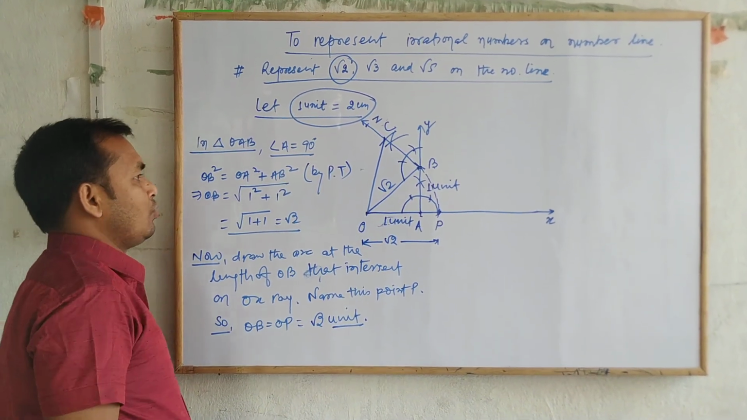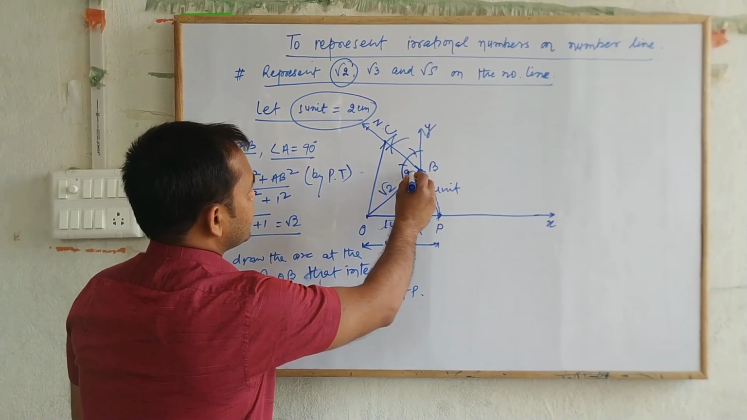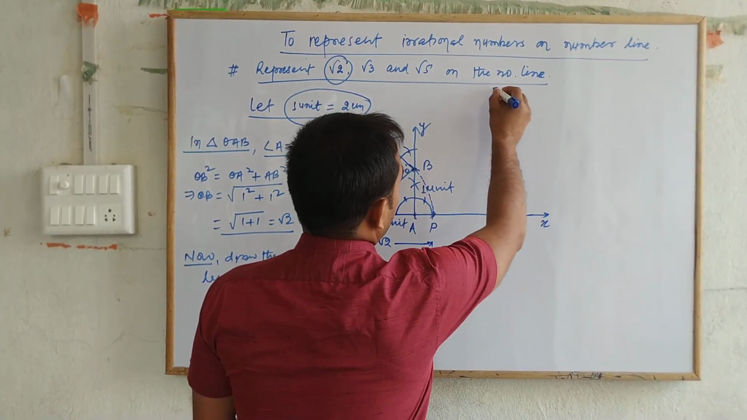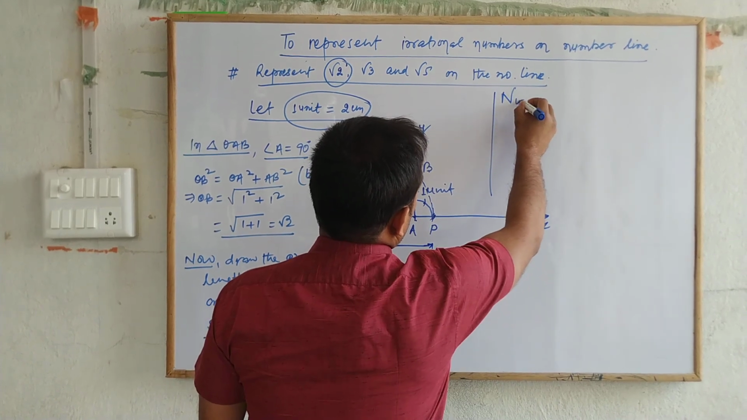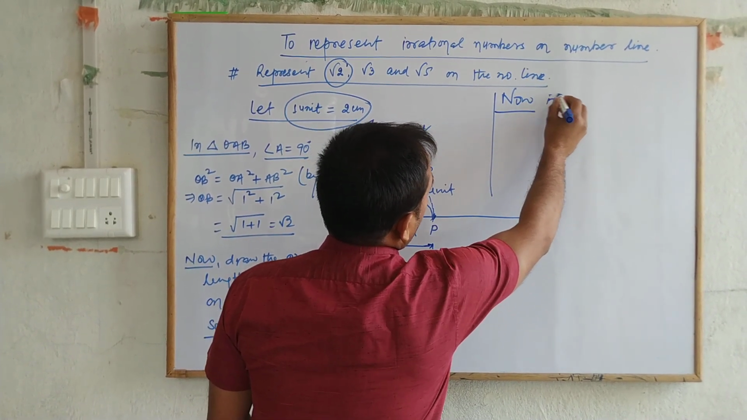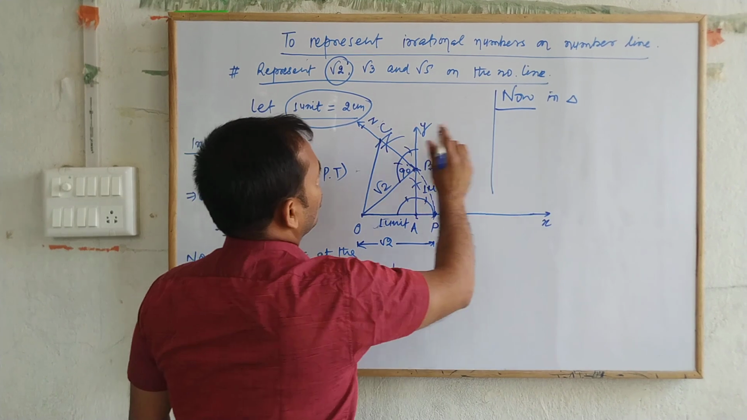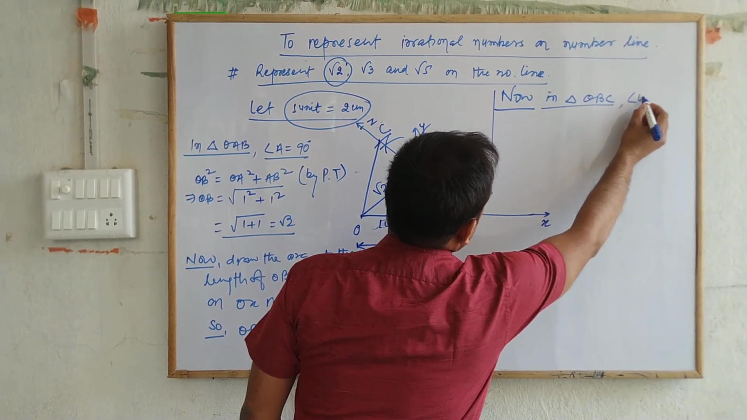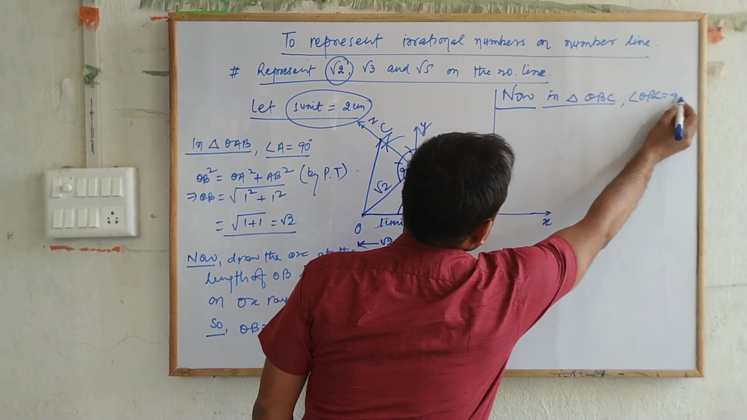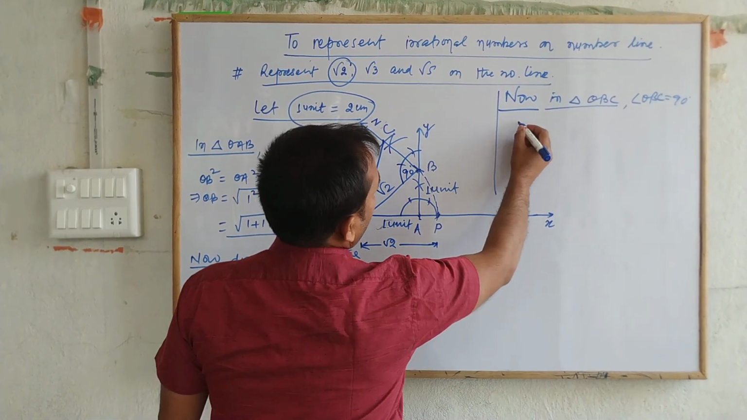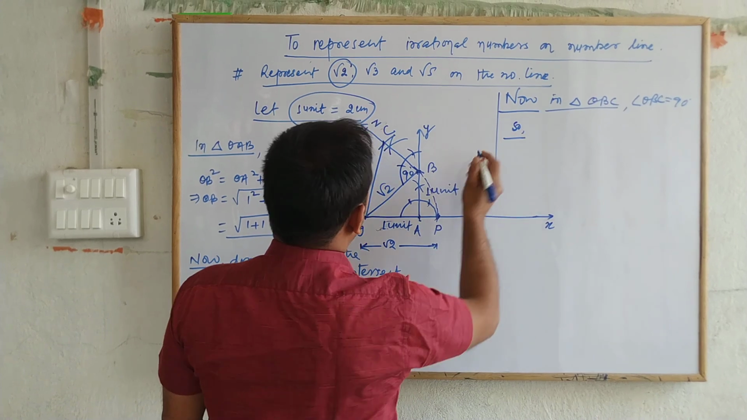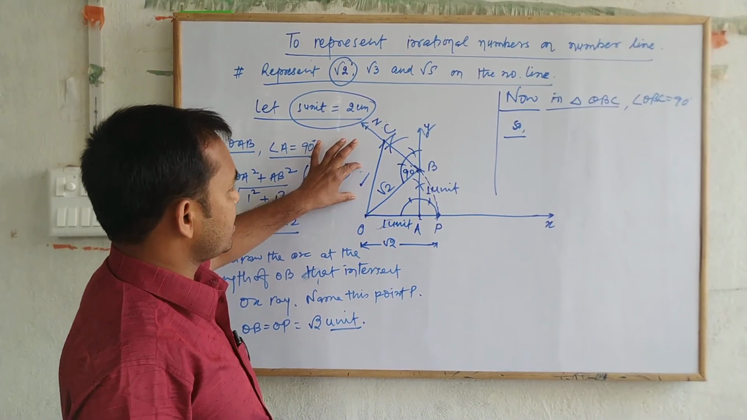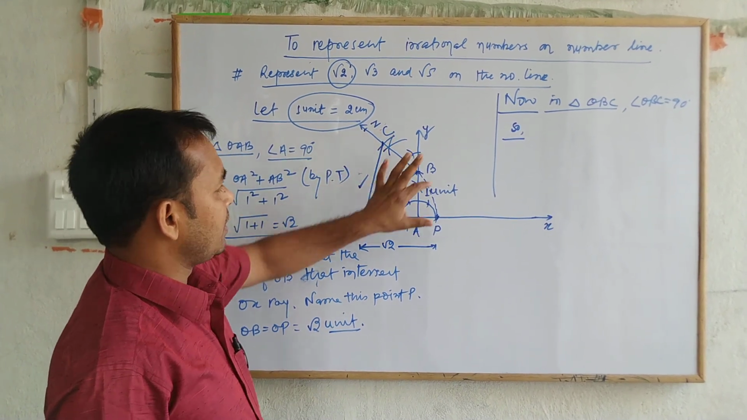OC. Now we are looking that this is 90 degree. And so in triangle BOC or OBC, angle OBC is equal to 90. So OC is the hypotenuse because this is opposite the right angle.